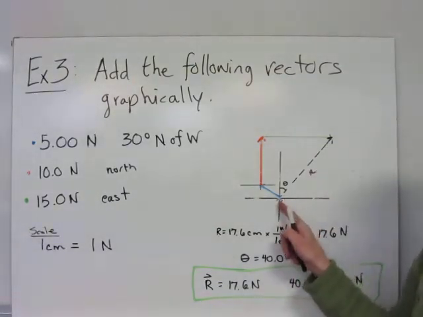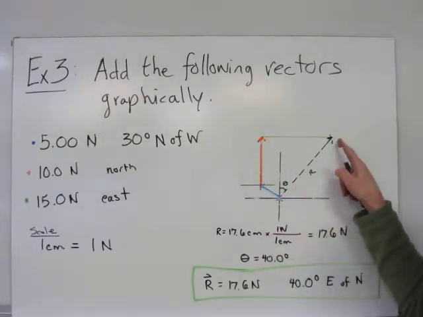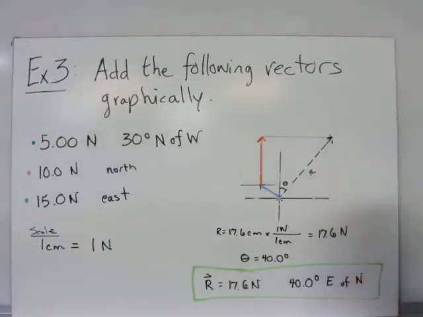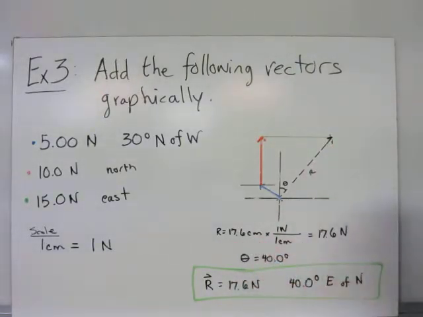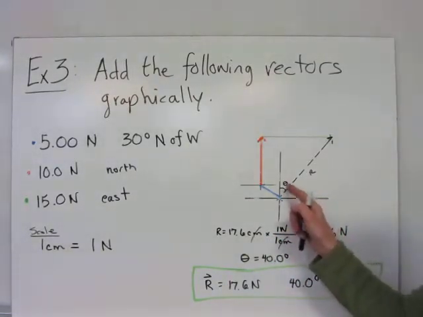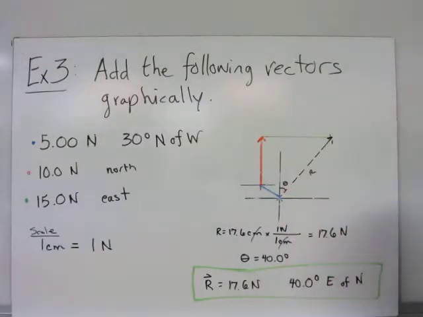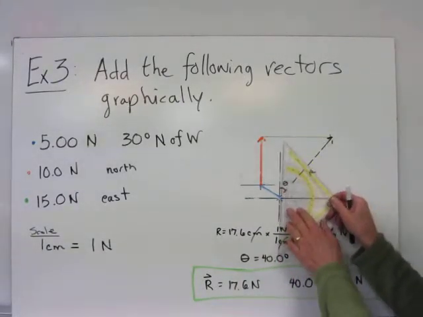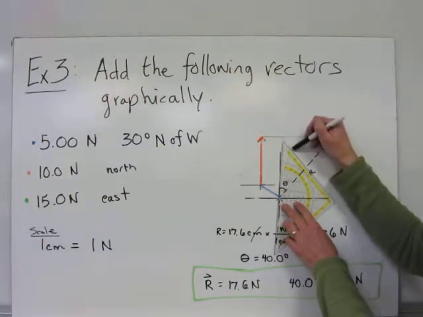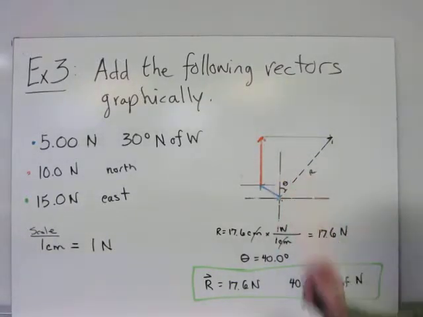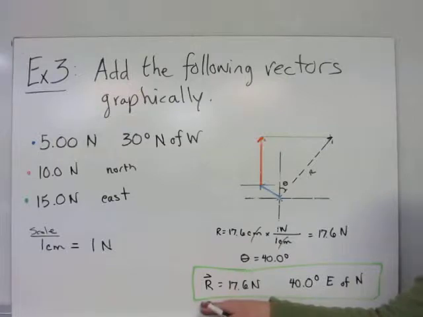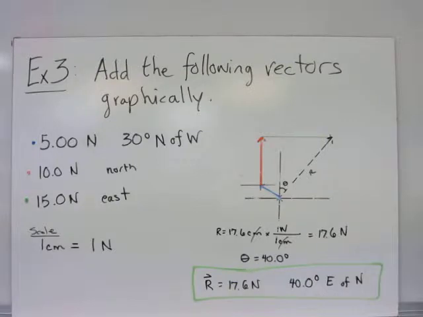from where you began, I've been putting the X there, to the tip of the last vector you drew. When I measure, I have 17.6 centimeters, which converts back to 17.6 newtons. My angle that I chose is the one from the y-axis, and so I placed my protractor like this, and you can read directly this angle right in here, and mine is 40 degrees, and it's east of north. My final statement, my resultant, is 17.6 newtons at 40 degrees east of north.